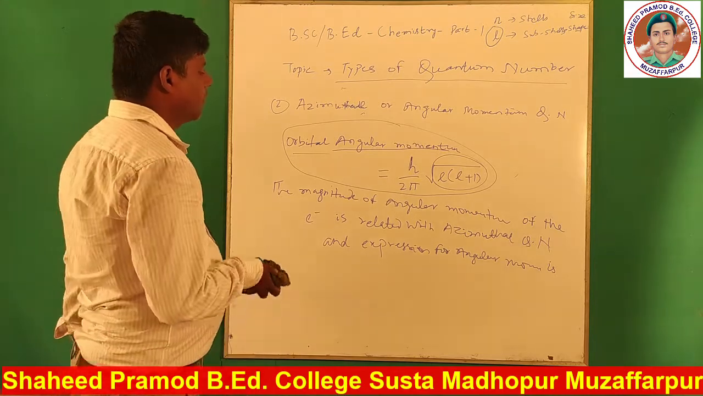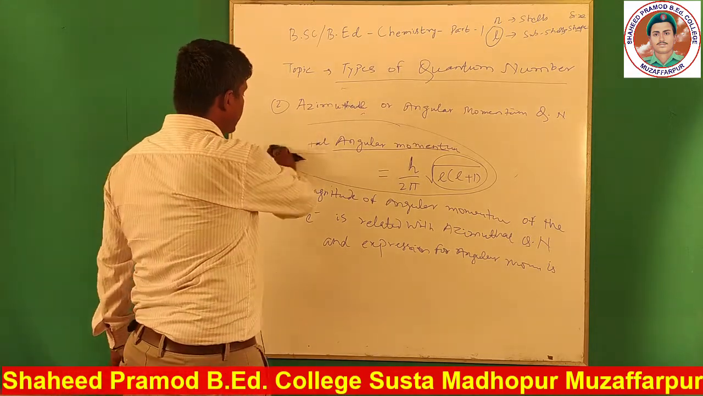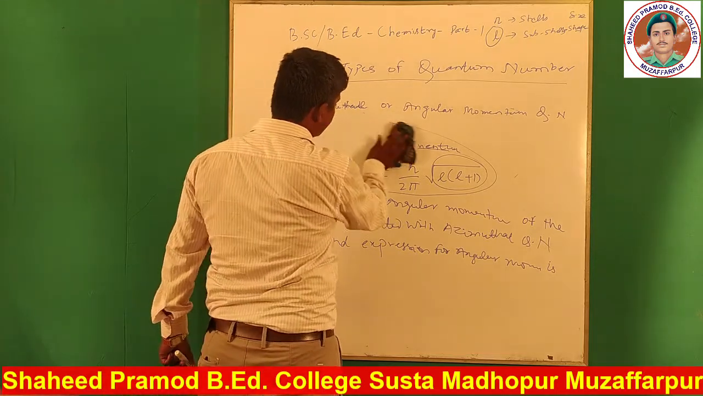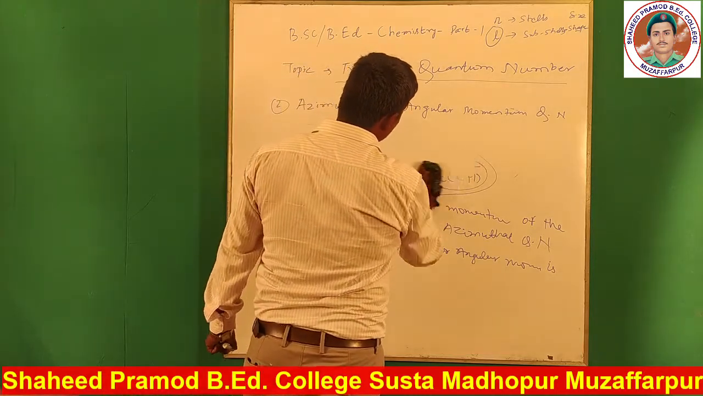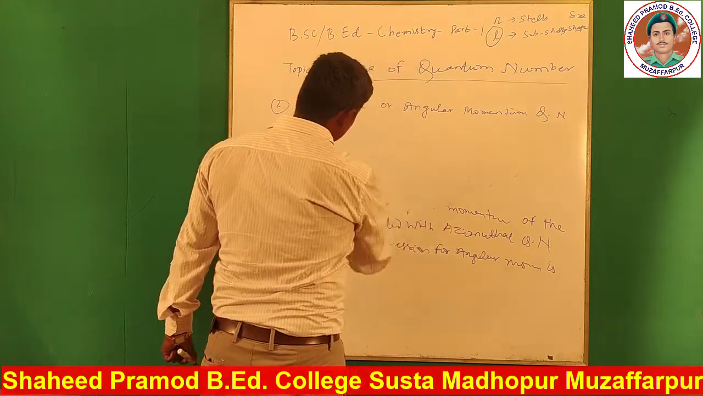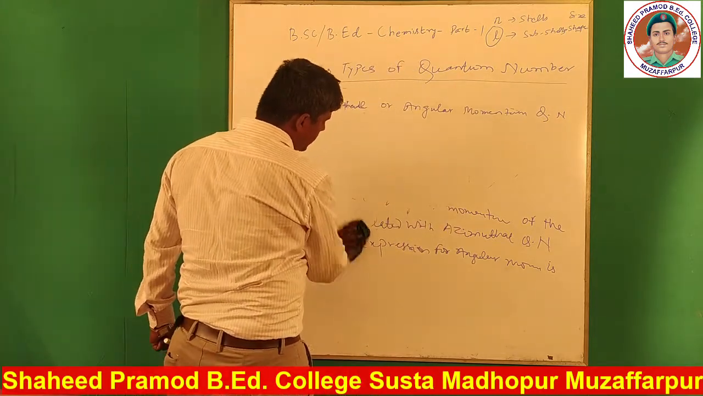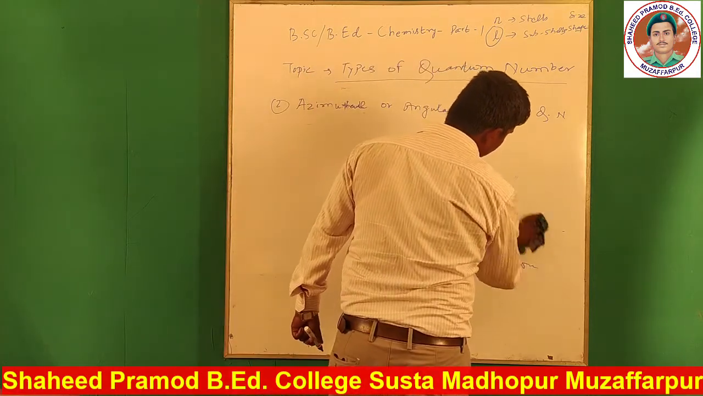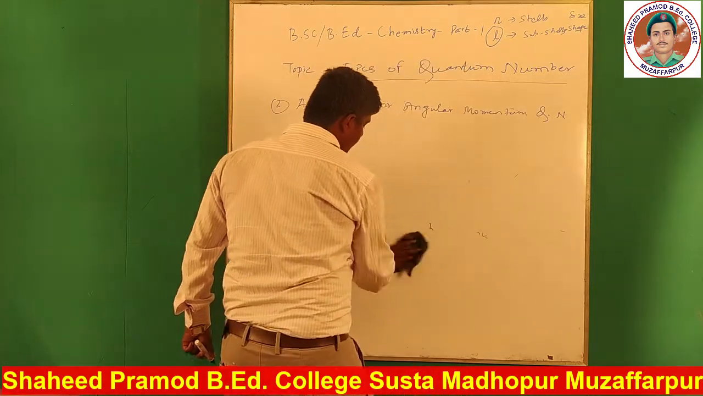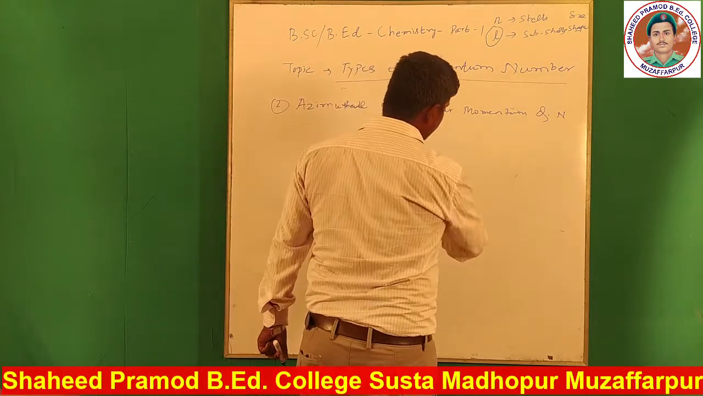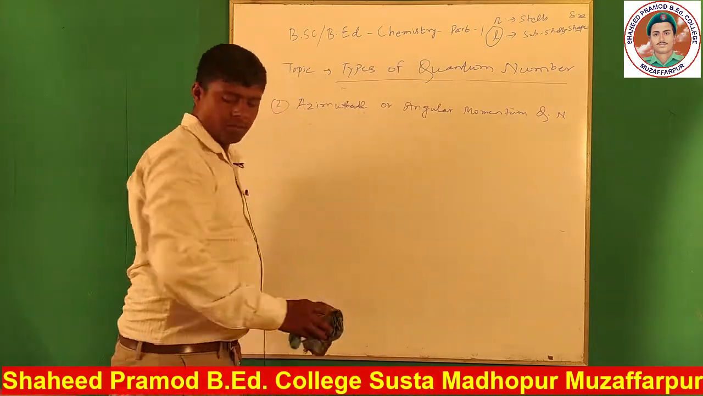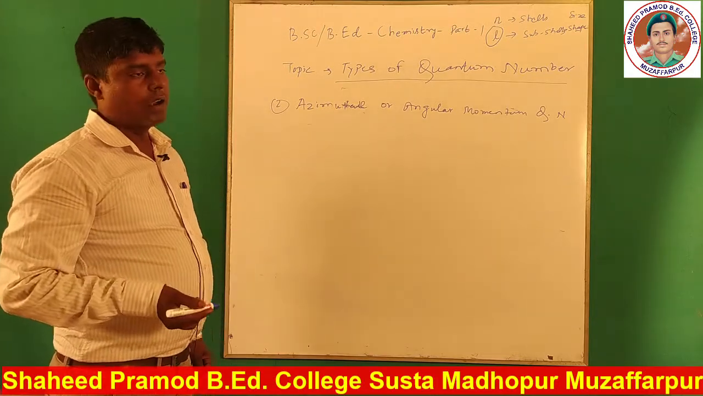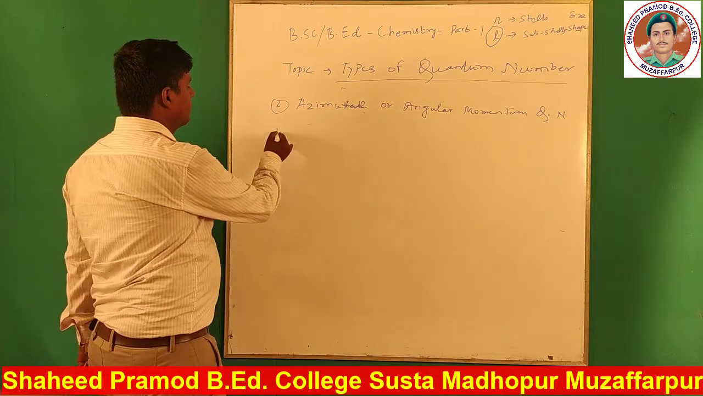Now take an example for which angular momentum has to be calculated. With this formula you can easily calculate the value of angular momentum whenever you know the value of L, that is the azimuthal quantum number. So, write down a question. This question may not be asked in your examination, but for your understanding this is very important.